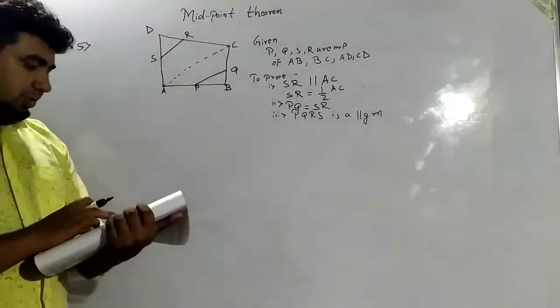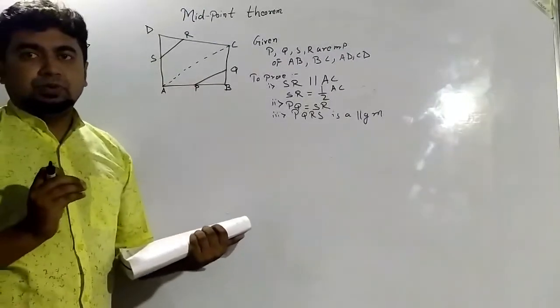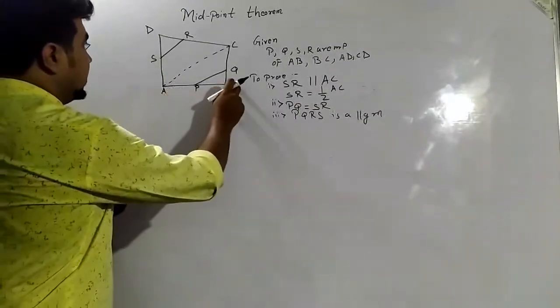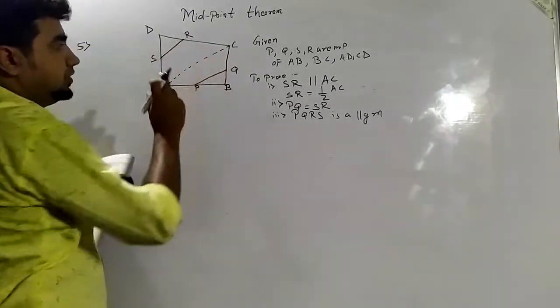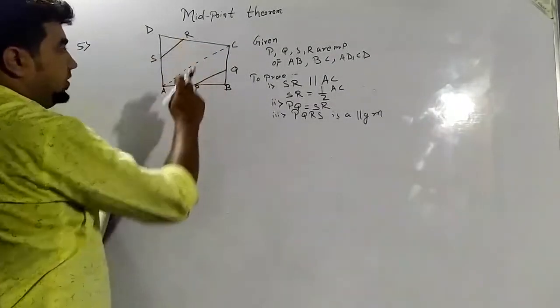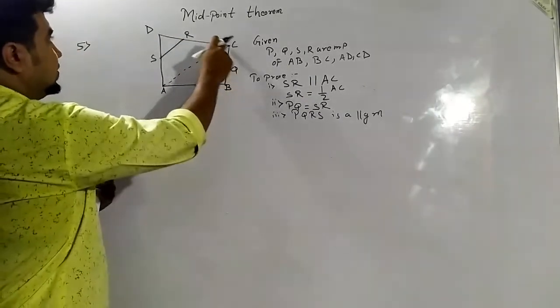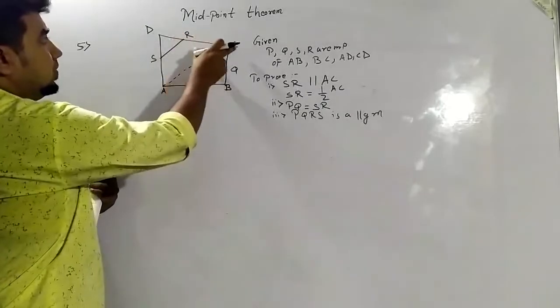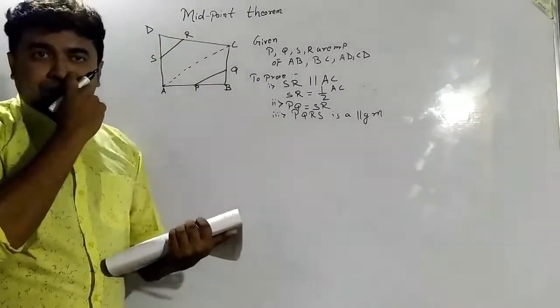So in question number 5, it is given that ABCD is a quadrilateral. Quadrilateral means it will be having 4 sides. So ABCD is a quadrilateral. P, Q, R and S are the midpoints of the respective sides. P is the midpoint of AB, Q is the midpoint of BC, R is the midpoint of CD and S is the midpoint of AD. So these are given to us.